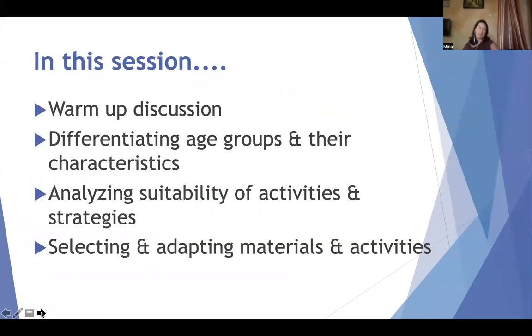So in this session, we will have a warm-up discussion. We'll also look at the different age groups and their characteristics. Then we will analyze the suitability of activities and strategies, and then we will talk about selecting and adapting materials and activities.